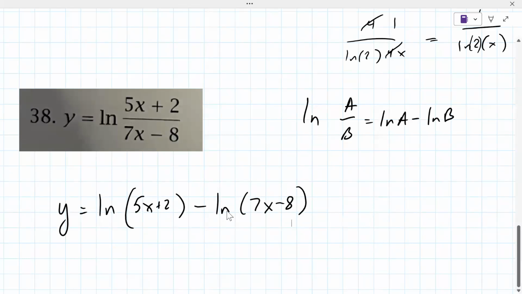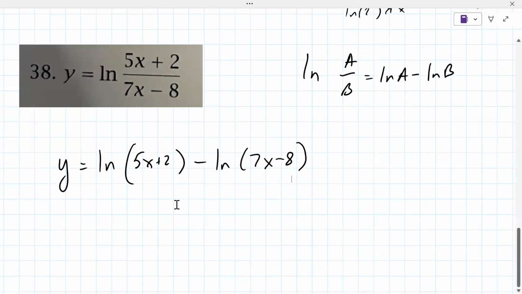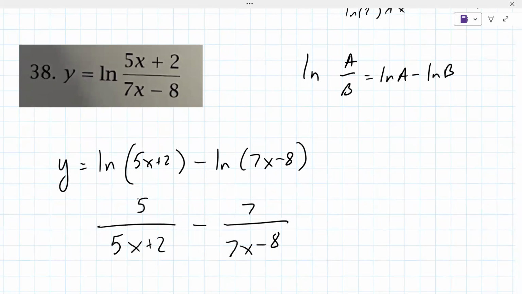Do I have to simplify it, or can I just leave it as two separate terms? It depends on your instructor. I think you can leave it separate. I'm pretty sure I could too. So I got here 5 over 5x plus 2, minus 7 over 7x minus 8.